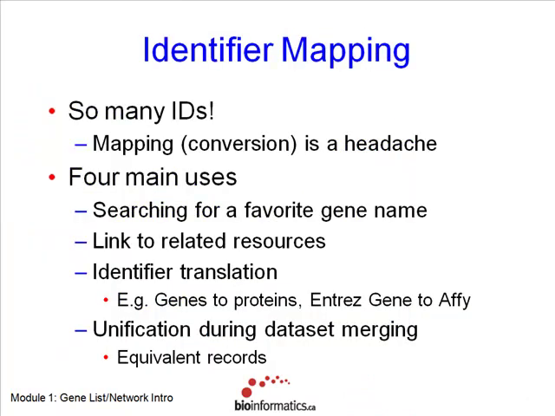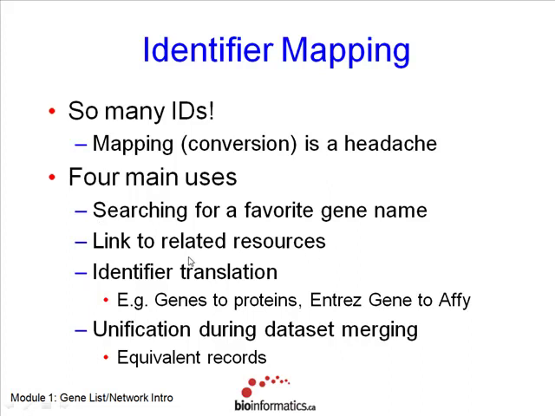So ideally what you want to do with these IDs is map them from one type to another. That's the practical thing you want to do when you have gene expression data and you want to map it to gene function annotation. I mentioned that conversion is a headache. There are basically four main things you want to do with this information. One is to search for a favorite gene name. Ideally you would have access to all the known gene names so that your search is more likely to get an answer. If you don't have all the gene name synonyms, then when you search for your favorite gene name, even though your gene is in the system, it may not hit it. So that's an important type of use.